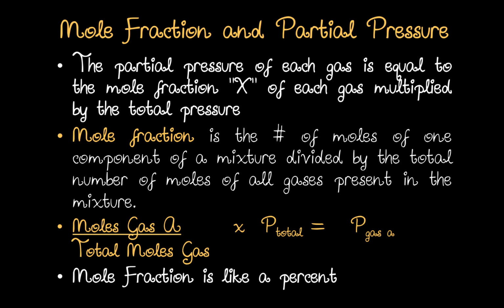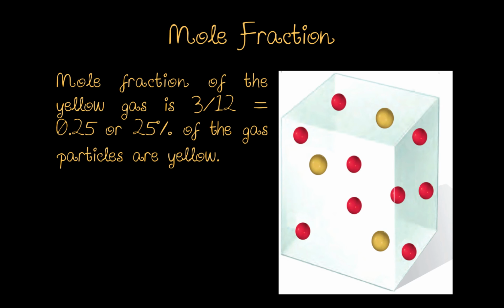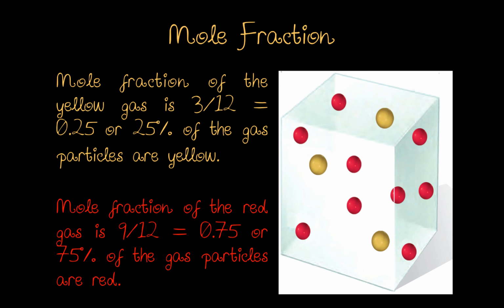Mole fraction is like a percent. If you look at this diagram, you see that 3/12 of the gas particles are yellow. 3/12 is 0.25, or 25% of the gas particles are yellow. What does that mean? That means that 25% of the total pressure in this container is caused by the yellow gas. The mole fraction of the red gas is 9/12, or 0.75, or 75% of the gas particles are red. It means that 75% of the total pressure in this container is caused by the red gas particles.